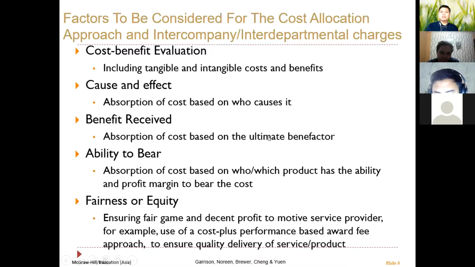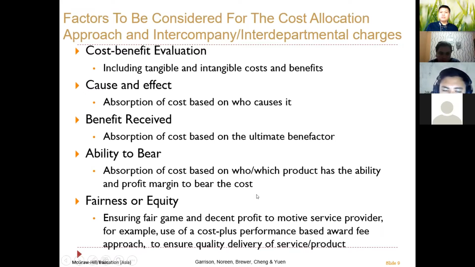Okay, factors to be considered for the cost allocation approach and intercompany or interdepartmental charges. Number one, the cost benefit evaluation, and that includes tangible and intangible costs and benefits. Number two, cause and effect, absorption of cost based on who causes it. Three, the benefit received, the absorption of cost based on the ultimate benefactor. Four, the ability to bear, absorption of cost based on which product has the ability and profit margin to bear the cost.